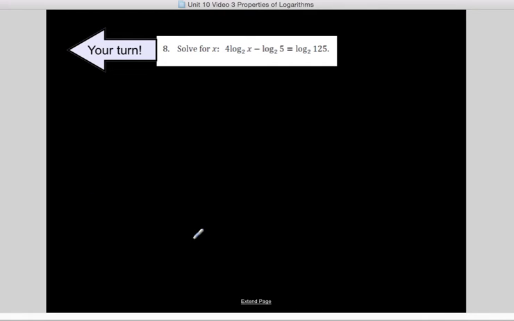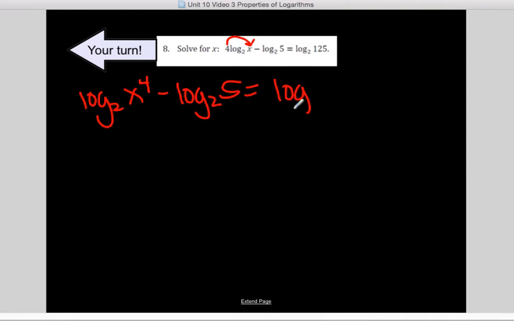Once again, this is very similar to our last problem, so I would recommend pausing the video and trying it on your own. Okay, so first thing is to get all of our logs as 1. But before I do that, I've got to put my exponents back. So I have log base 2 of x to the 4th minus log base 2 of 5 equals log base 2 of 125. Now it's subtraction, so I'm going to rewrite it as 1 log with division.